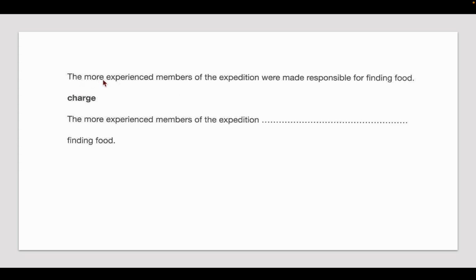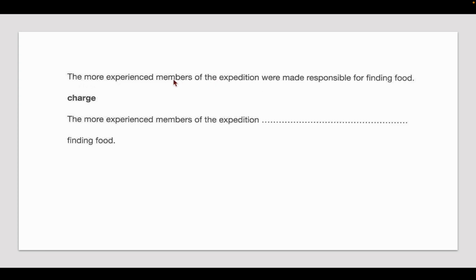The original sentence reads, the more experienced members of the expedition were made responsible for finding food. And the key word that we have to use is charge. Well, we can probably assume, we can figure that were made responsible for, in charge of. Again, these are synonyms. If you are made responsible, if you are responsible for something, you are in charge of something. So you figure that's going to be something we fill in the blank.